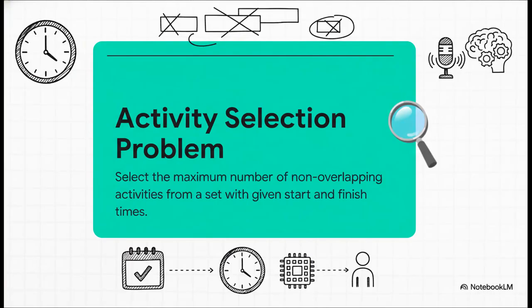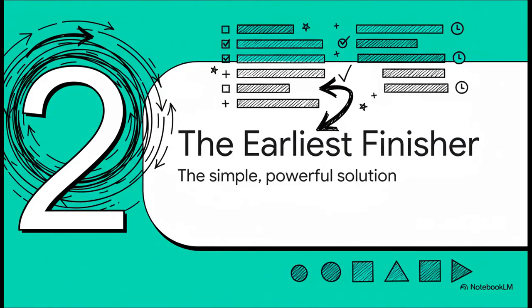Okay, first things first, let's make sure we're all crystal clear on what the actual challenge is here. So here's the official definition. It's called the activity selection problem. You're given a bunch of activities, and each one has a start time and a finish time. The goal is simple. Pick the biggest number of activities you can, with the one rule that none of them can overlap. And that single resource could be anything: a meeting room, a machine on a factory floor, or even just your own calendar for the day.